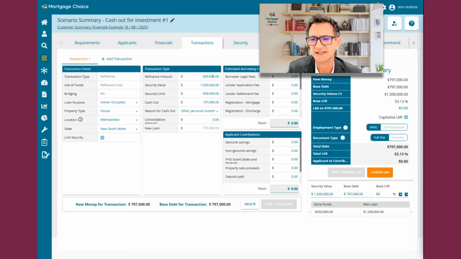So we've entered into the system here. The client needs to refinance or restructure their existing loan for $600,000. We've entered their property's worth $1.5 million, and we know that they need cash of $197,000. That's going to represent 20% of their new purchase price plus the costs. So all up, we need a loan of $797,000.